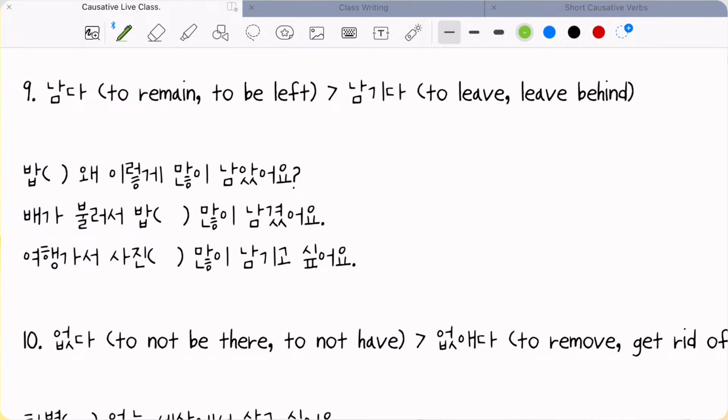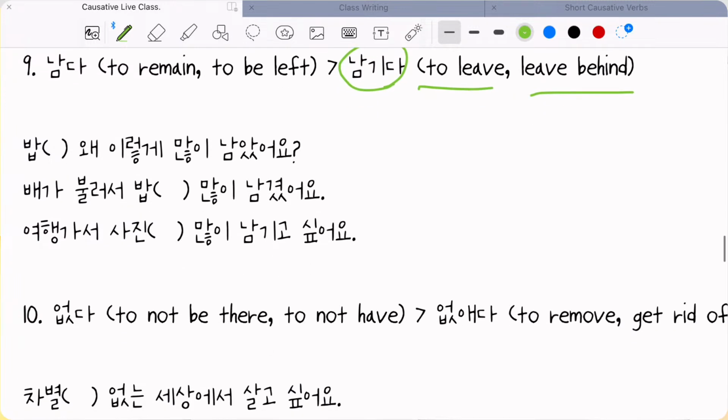남다 and 남기다. So 남다 is an intransitive verb that means for something to remain or something to be left. So many times it's used for like leftover food. You can say, if you are eating pizza and you didn't finish it, then you can say 피자가 남았어요. Pizza remains, basically. 피자가 남았어요, or pizza is left, right? And 남기다 would be to make something remain, so it means to leave behind.